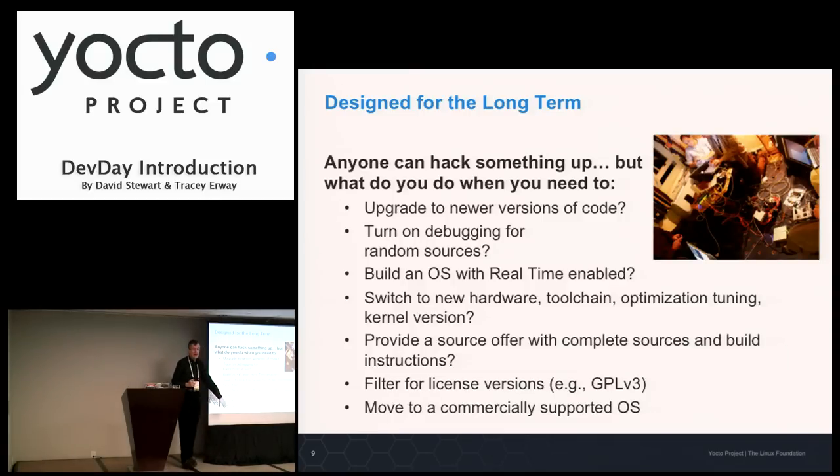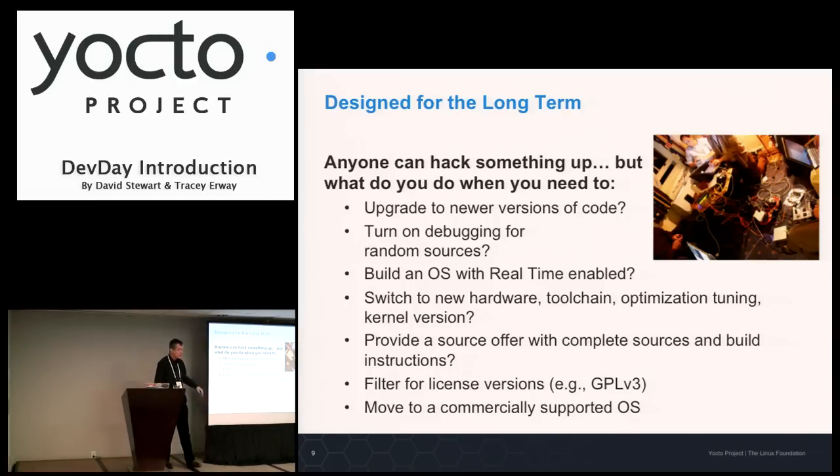You can also filter out license versions. We like the GPL. We think the GPL is great. Some people don't like GPL v3. I was talking to Tim Bird, and he says he stopped being diplomatic. He just doesn't like GPL v3. We're fine with it either way, but if you want to filter out all the GPL v3 sources, we have a single line you can add to a configuration file, or a little checkbox you can check in the build tool, and eliminate all the GPL v3 code. So that's an advantage in certain instances.